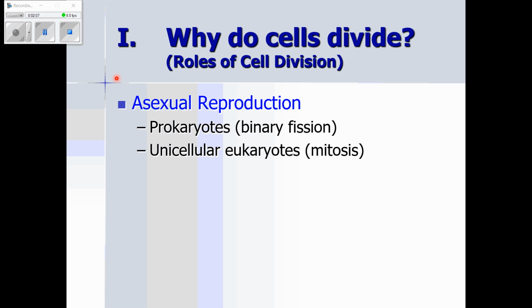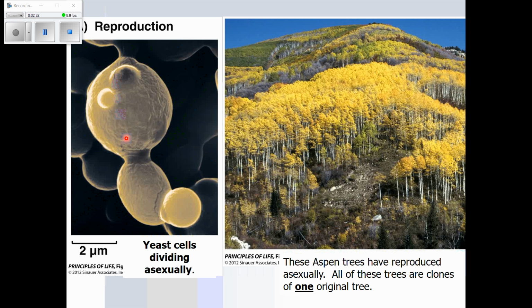Unicellular eukaryotes divide and reproduce in much the same way. Again, this is asexual reproduction, so a paramecium, for example, will usually make a copy of its DNA and then divide to make two genetically identical paramecia. Here in this picture, we see what was a single yeast cell in the process of splitting to make two genetically identical yeast cells. Yeast is a type of unicellular fungus.